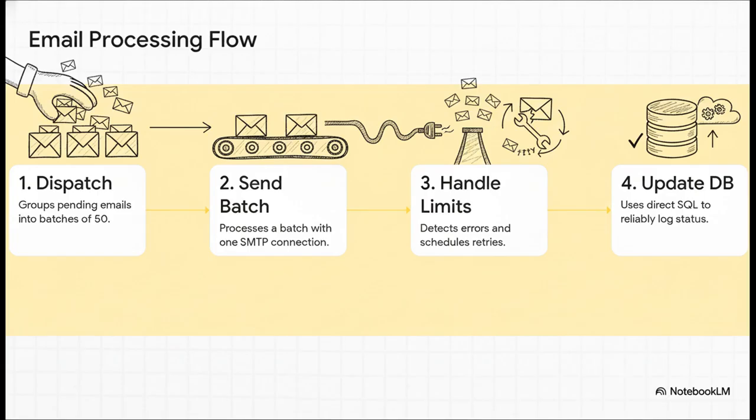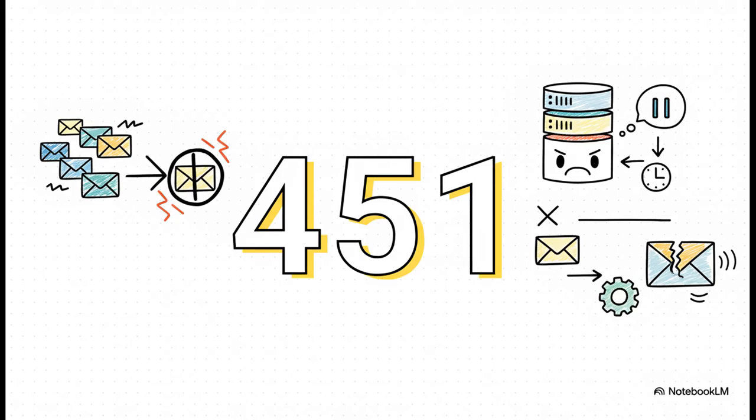Third, it intelligently handles any errors that pop up. And fourth, it reliably logs the outcome of every single email. No guesswork. Let's zoom in on that third step, the error handling. When you send way too many emails way too quickly, the email provider's server will often push back. It'll send an error code, something like 451, which is basically its way of saying, hey, slow down. Now, a simple system would just mark this as a failure and give up. But this system, it's a lot smarter than that.